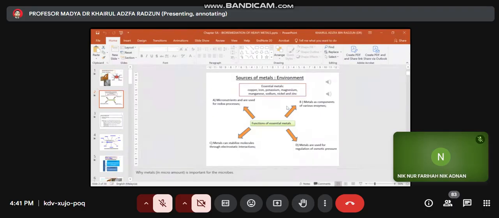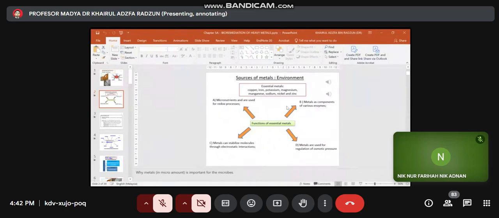And normally these micronutrients are essentially important for redox processes. I think you can still remember what redox processes are all about. Reduction and oxidation, that happen in cellular respiration, within the mitochondria. I think you can still recall. The main purpose of this redox process is to produce energy in the form of ATP.